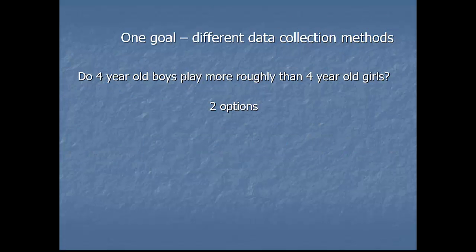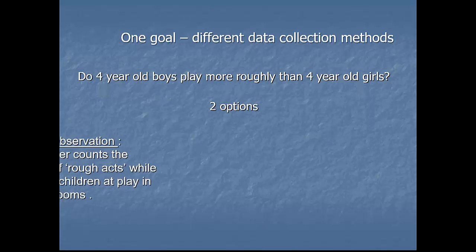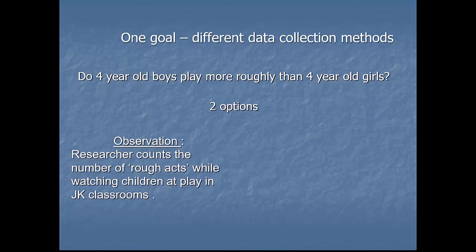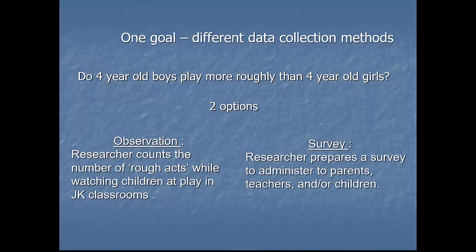Here's an example of the same research question being answered through two different data collection methods. The first, observation, and the second, survey. Do you think that observing the number of rough acts is more valid than asking parents, teachers, and their children whether boys play more roughly? Questions like this get at the idea of internal validity of the research design.